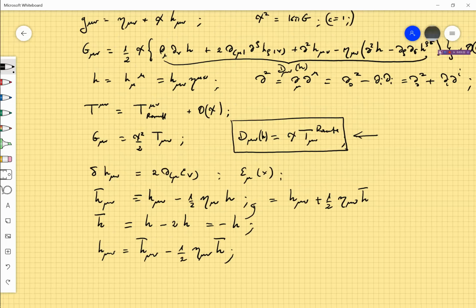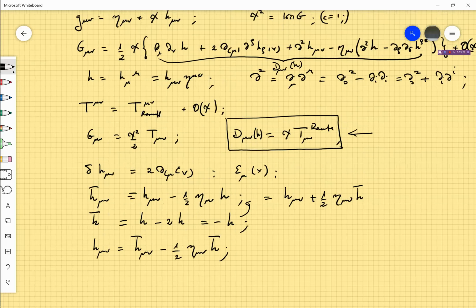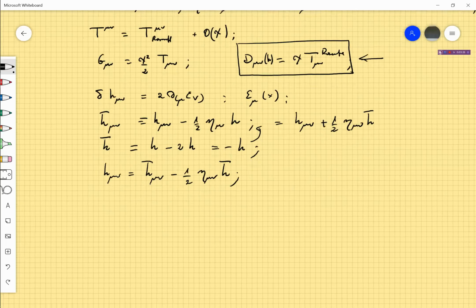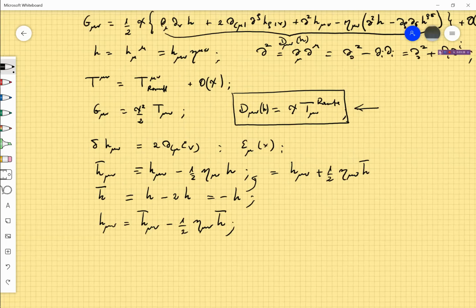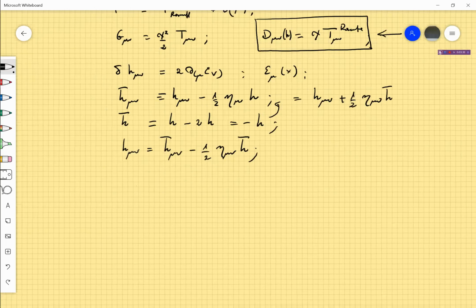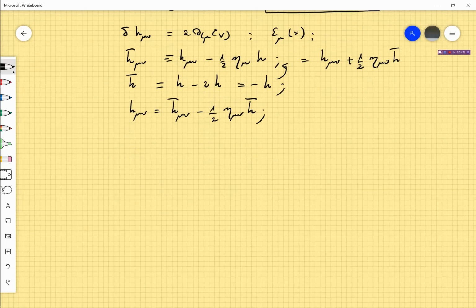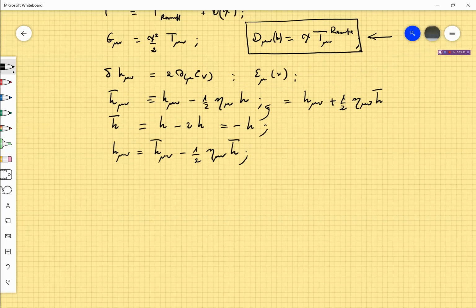So now you can come here to this operator D mu nu of h that we have introduced and replace h by h bar. I'm not going to do the calculation explicitly. This is done in the lecture notes, and what you find is that these equations take this form in terms of h bar.